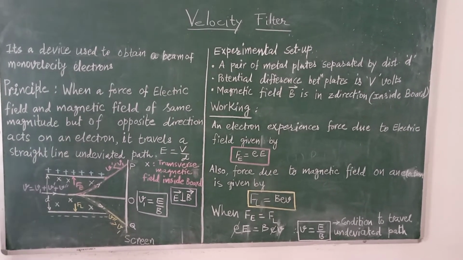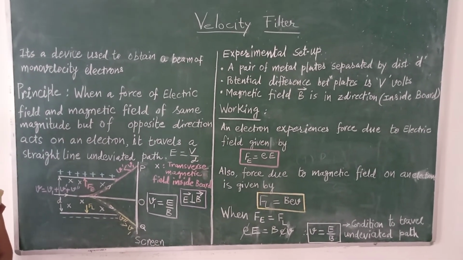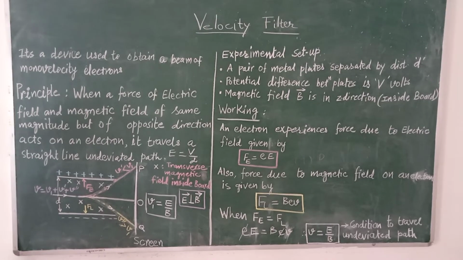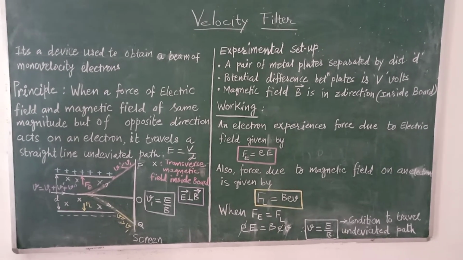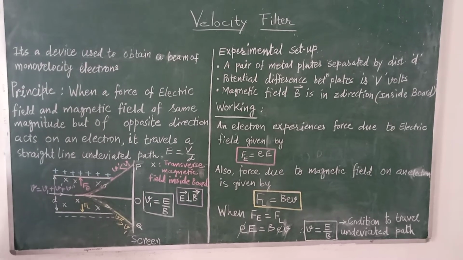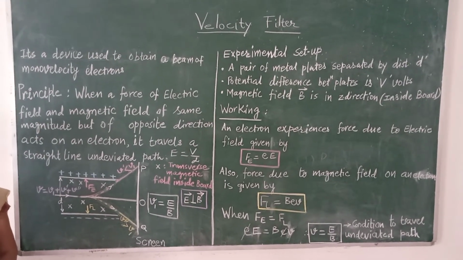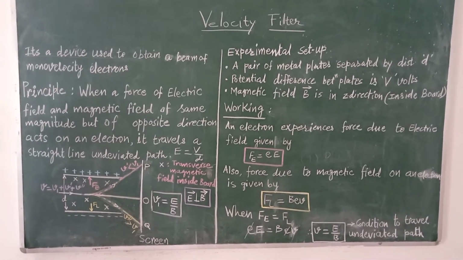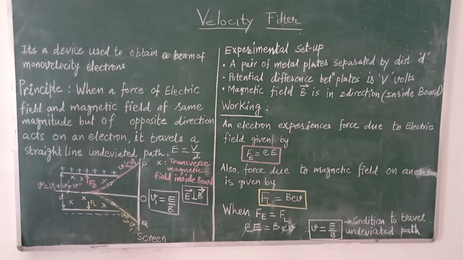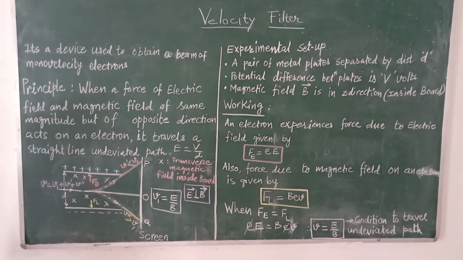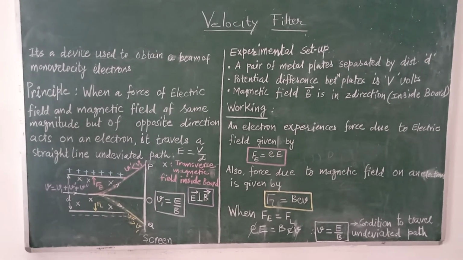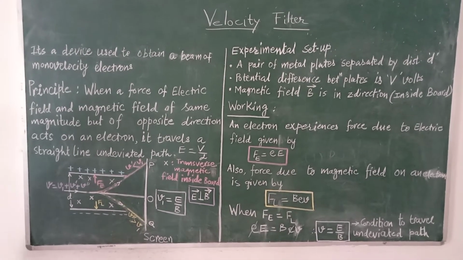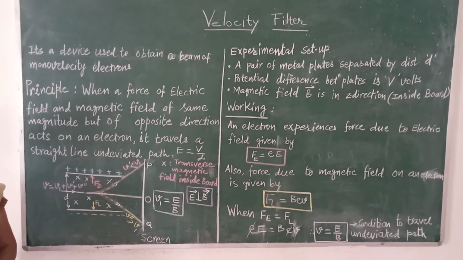This equation clearly shows that the magnetic field is smaller than the electric field, because when we multiply the magnetic field by the factor V, only then it equals the electric field. So, if we want to separate out the electrons of the same velocity, we have to adjust the values of E and B such that their ratio comes out equal to the magnitude of the velocity of the electron which we want to separate out.